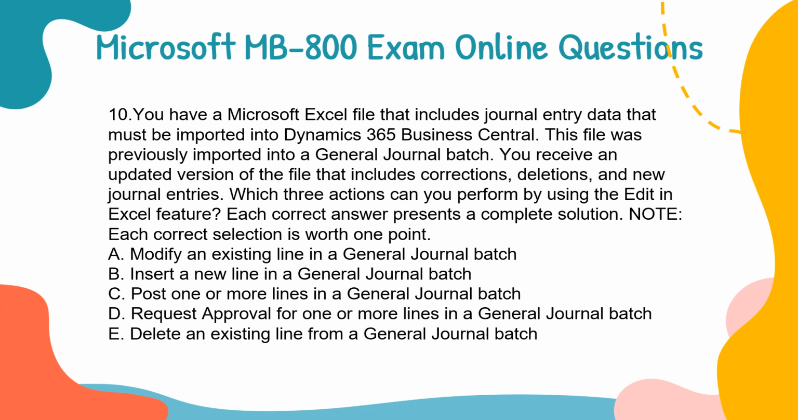A. Modify an existing line in a general journal batch. B. Insert a new line in a general journal batch. C. Post 1 or more lines in a general journal batch. D. Request approval for 1 or more lines in a general journal batch. E. Delete an existing line from a general journal batch.